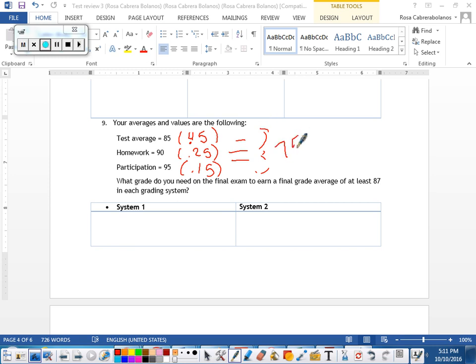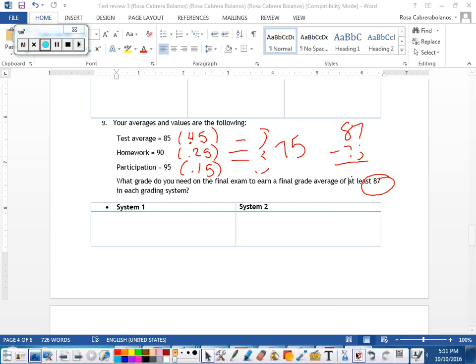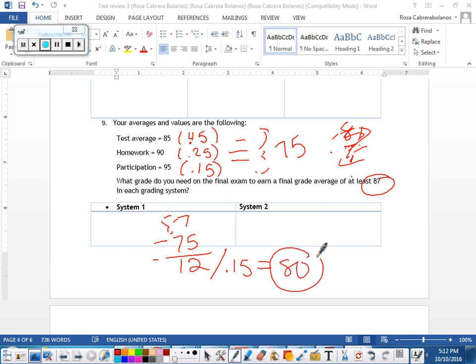I think it gave you 75, but we wanted an 87, so we needed 12 more points. 87 minus 75 gives you 12. I'm missing 12 points and it was worth 15%, so I'm going to divide by 0.15, and that gave us 80. Same process for system 2.